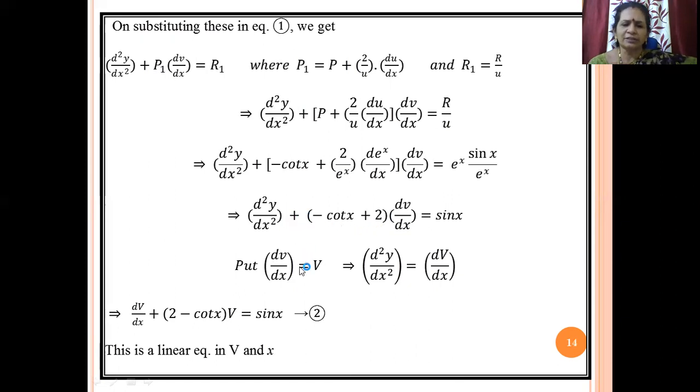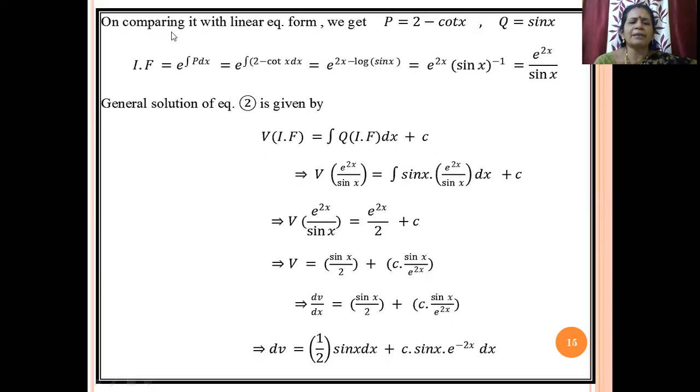Right? Now in this, take dy by dx as V, and d square y by dx square as dV by dx, right? Now substitute these two values in this equation. We will get this equation as like this. Let it be equation 2. So this is a linear equation in V and x, right? Now on comparing it with the linear equation form, we get P is equal to 2 minus cot x, and Q is equal to sin x.